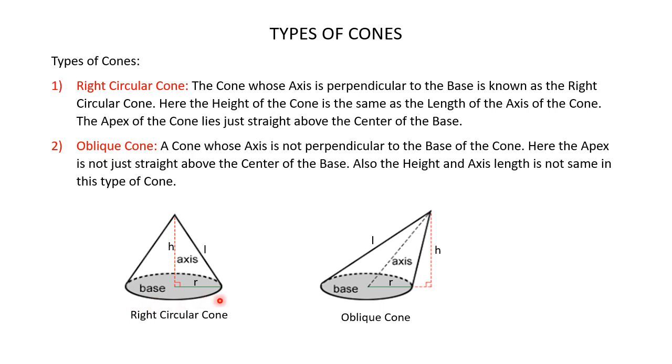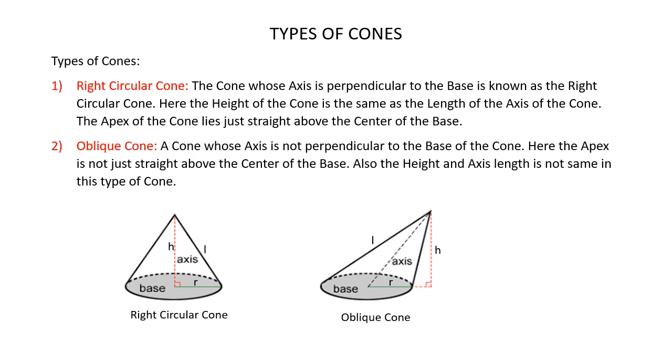Now, this is a right circular cone. As you can see here, the line drawn from the apex of the cone to the center of the circular base is the axis. Now as you can see here, this axis is perpendicular to the base. So this is a right circular cone.